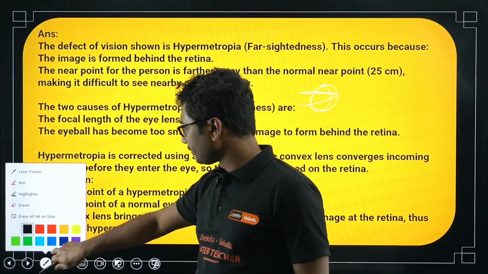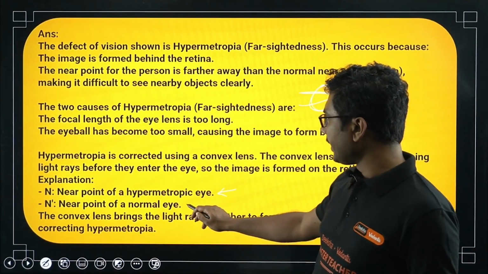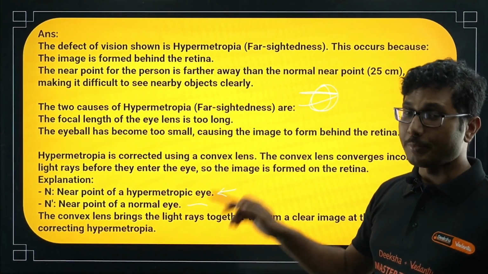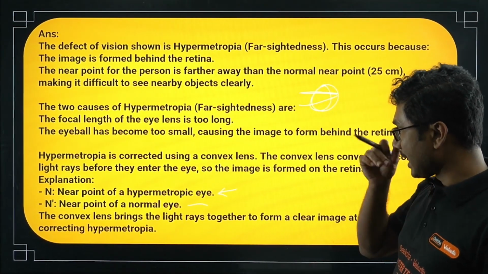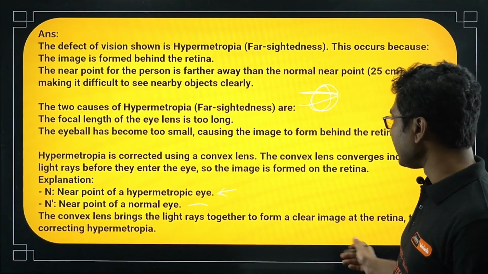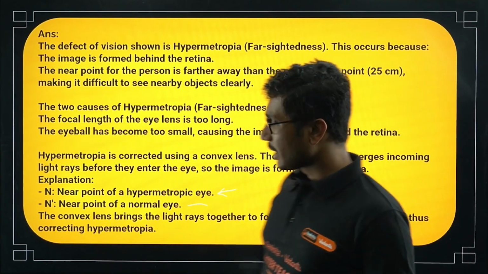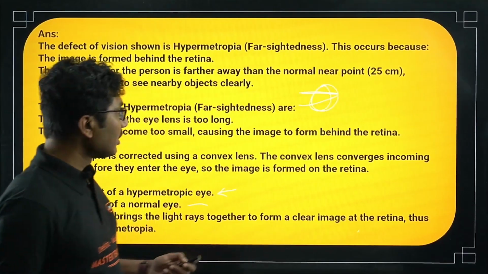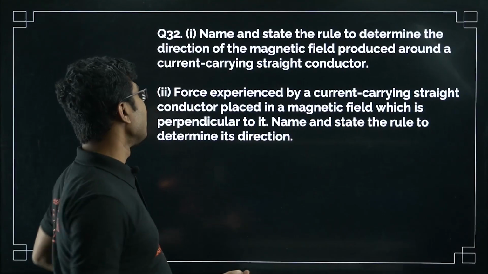Now, what else? Near point of a normal eye. The near point of the normal eye is capital N, and the near point of the hypermetropic eye is N dash. The convex lens brings the light rays together to form a clear image at the retina, thus correcting the hypermetropia. So the diagram has to be drawn. They have given the explanation, but you have to draw the diagram.